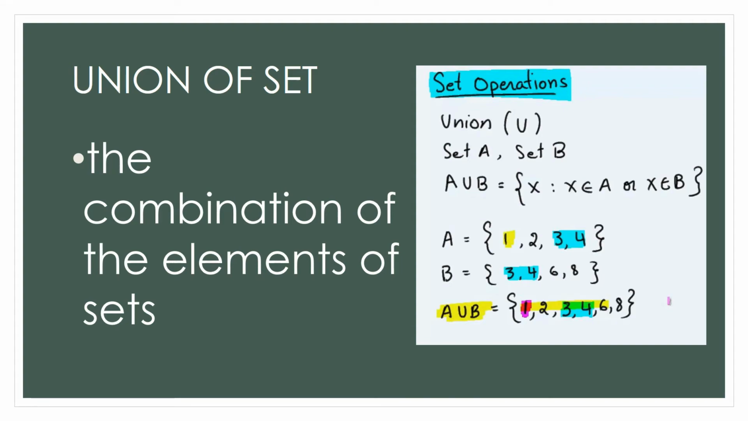So if we are going to get its union, all we need to do is to combine all the elements from set A and set B. So the elements from set A are 1, 2, 3, and 4. We are going to combine them with the elements of set B, which are 3, 4, 6, and 8. Notice that if we combine them all, we will get 1, 2, 3, 4, 6, and 8.